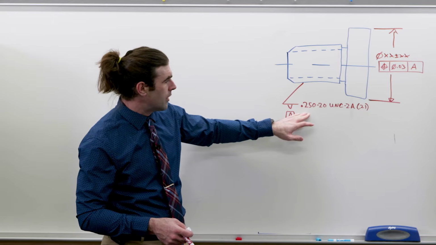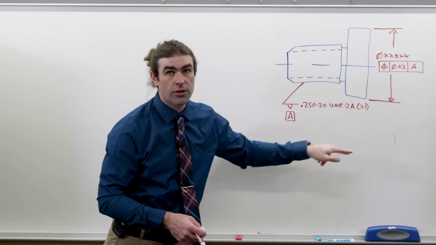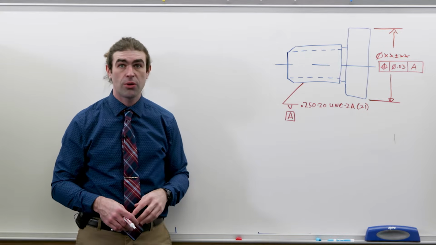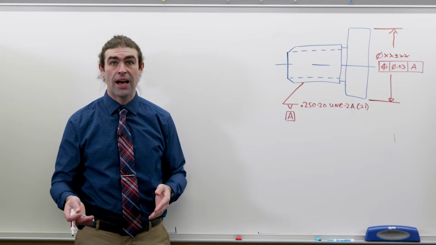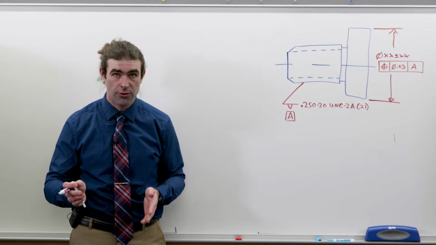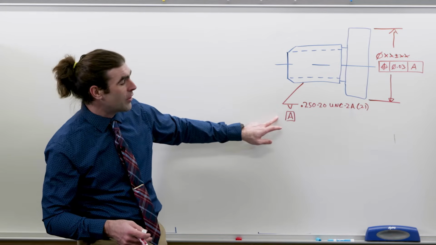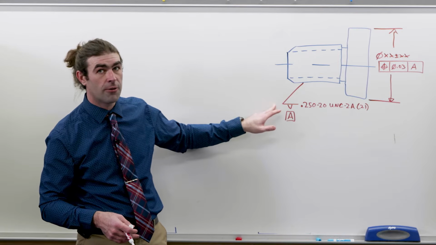Normally, if a thread is the primary datum, there won't be a feature control frame attached to it, so no straightness or anything. The reason being that threads have their own tolerances already, so you don't need to control the form of a thread, so no need for a straightness tolerance. The datum feature symbol is just attached to the bent portion of the leader.